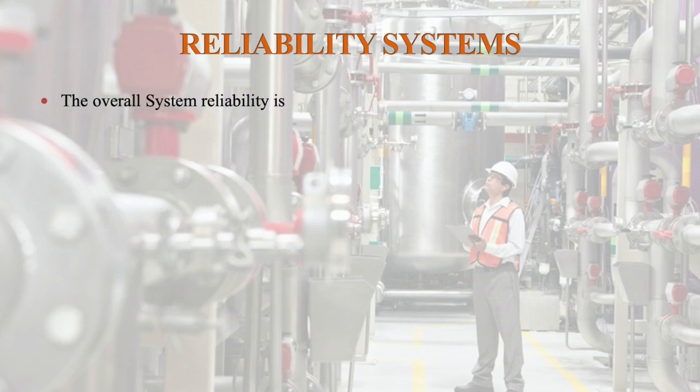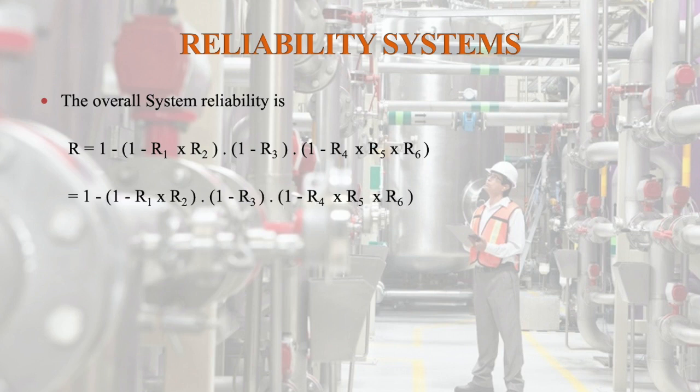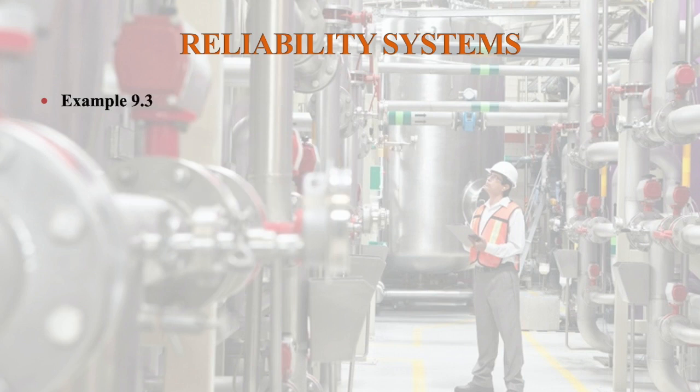The overall reliability is R equal to 1 minus (1 minus R1 into R2) into (1 minus R3) into (1 minus R4 into R5 into R6), that is equal to 1 minus (1 minus R1 into R2) into (1 minus R3) into (1 minus R4 into R5 into R6). In this way we have to find out the overall reliability of the combined system. By taking one example, one can understand better.